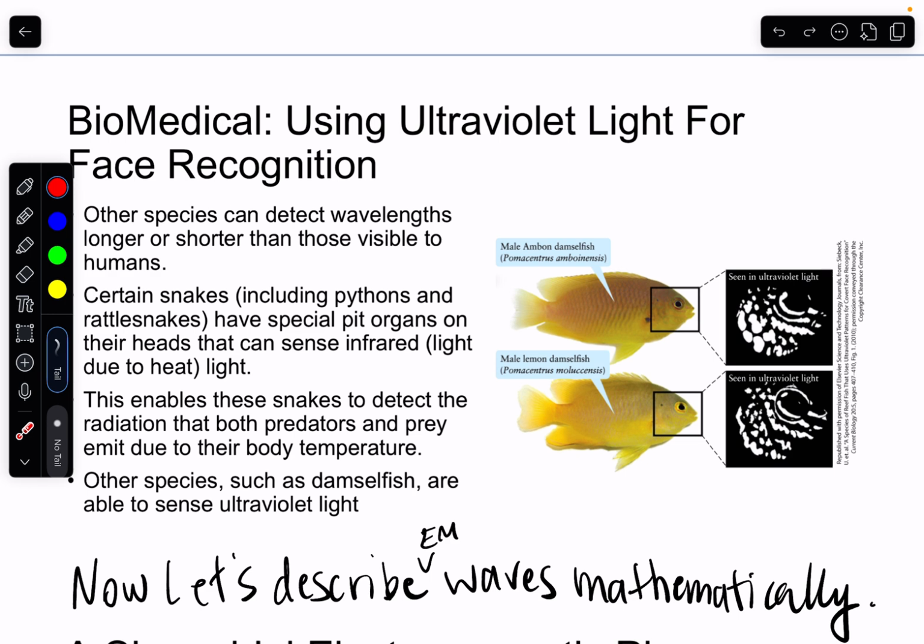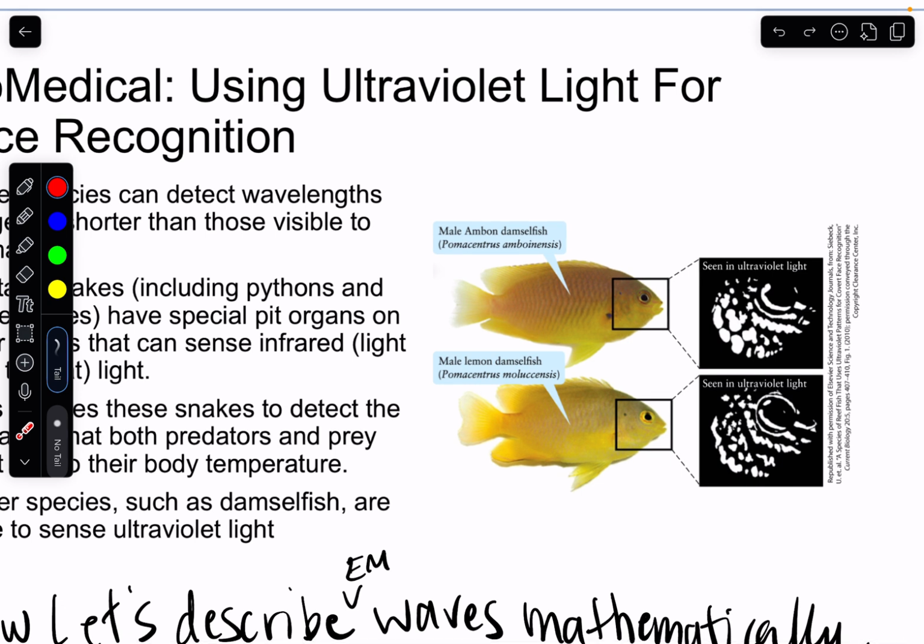And so, for example, this is a perfect example. Here we have two fish. They look identical to us, right? They are yellow fish. They both have a little fin up here, right? They look identical. They both have a little dot here, okay? We have difficulty telling these fish apart, but these two fish can see in ultraviolet light, and they are able to tell the difference between the species.